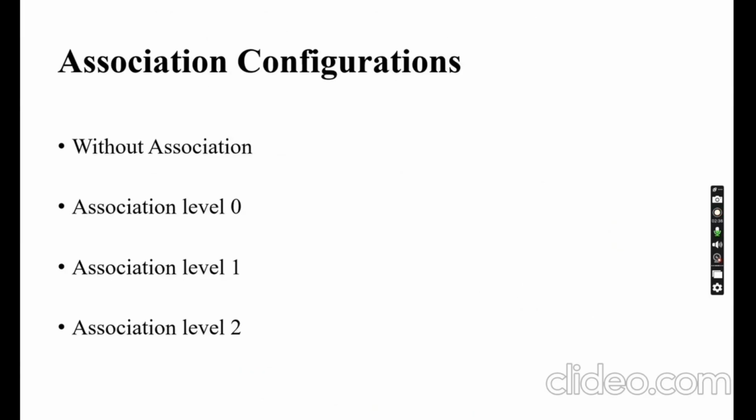So in this, three or four different types of configurations are available for associating a mobile station to the base station. Without association means there is checking of signal quality only. There are no ranging messages being sent. So that is the first category. Next is association level 0. In this level 0, it is a very basic form of association without any coordination. There is no coordination in this association level 0.